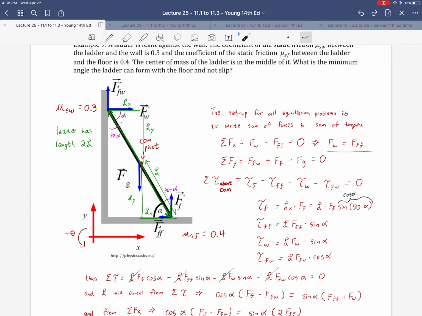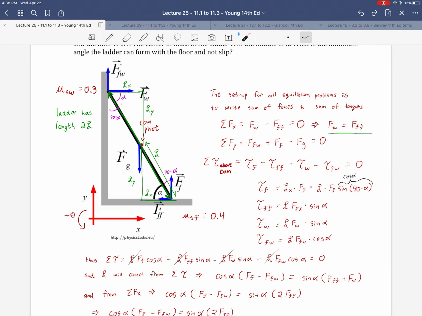Okay, so here I've just drawn the free body diagram. You can look over that. I'll be posting it as notes with all the relevant angles and displacement vectors and so on. Obviously the forces were already printed on there in blue. So here's the setup for all equilibrium problems: write the sum of forces and sum of torques. I think we know that by now. All right, so here we've got our sums.